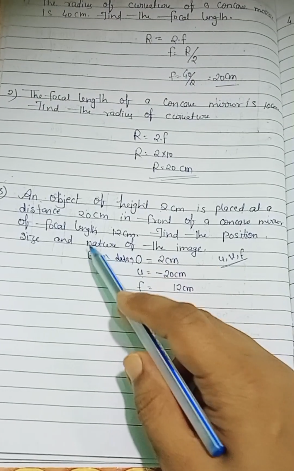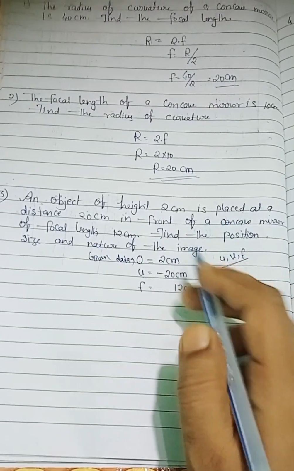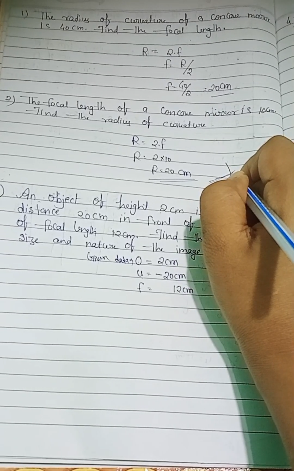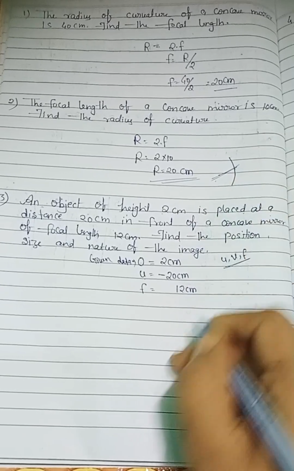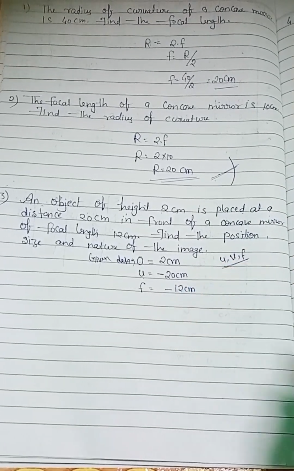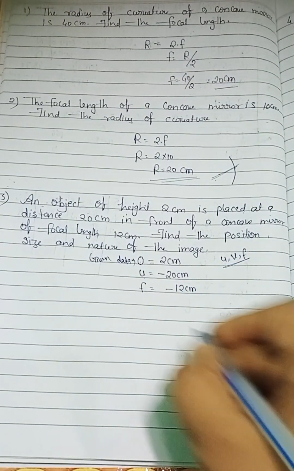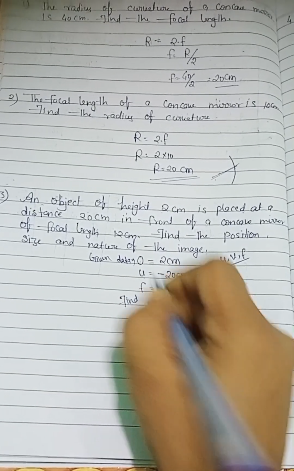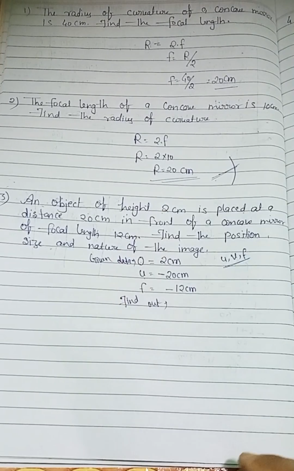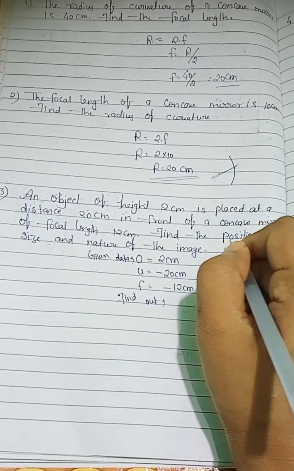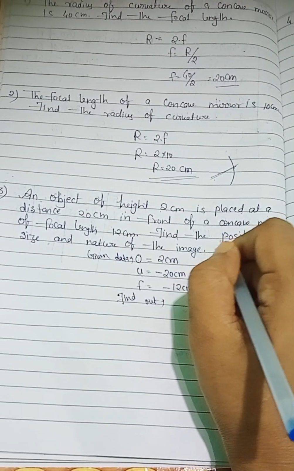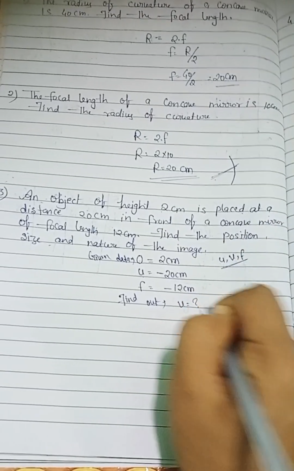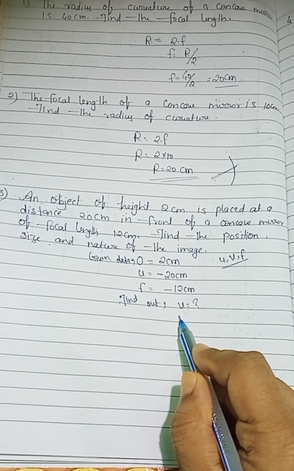Here the mirror is concave, and for a concave mirror the focal length is on the left hand side of the mirror, and for that it is negative. So f is equal to minus 12 centimeter. Now what do we need to find out? We need to find the size, position and nature of image. For the position, meaning the distance of image from the pole of mirror, we use the symbol v. So we need to find the value of v.